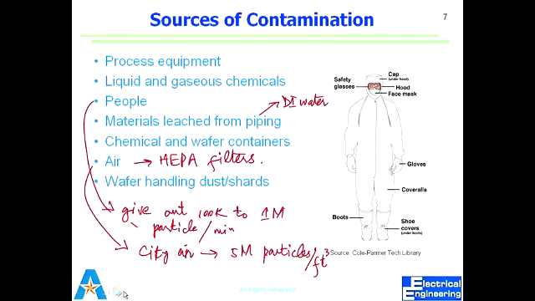Liquids and gaseous chemicals. They are gases flowing through, they are liquids going through, they can carry those contaminants. People are a major source of contamination because we are always inhaling, exhaling. We have particles, skin, things coming out from our skin, which can be a major issue for devices. Devices are small, they're smaller than a micron.